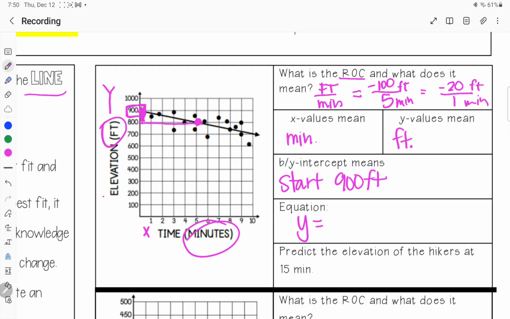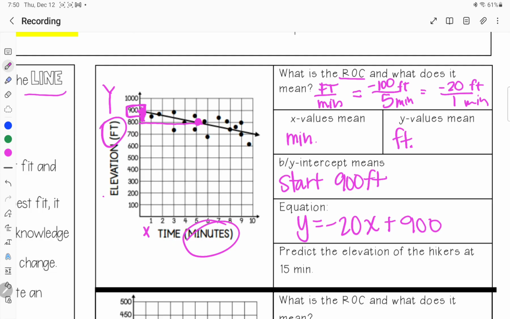So that's actually what my rate of change represents. In this case, it's saying I'm walking down 20 feet every single minute. So my equation would be y equals, and you can leave it like this, it doesn't bother me, but I'm going to make it in simplest form: y equals mx plus b, so y equals negative 20x plus 900, my starting point. So writing your equation shouldn't be the problem. Understanding what all this means is where you sometimes struggle.